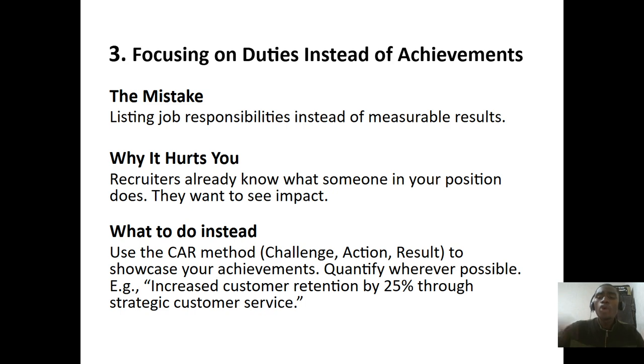They care about what you do, the result, what you were able to achieve, what you were able to do that boosted their businesses, right? That is what they care about. So why does this hurt you? Recruiters already know what someone in your position does. They already know, you don't have to tell them. So they just want to see the impact.